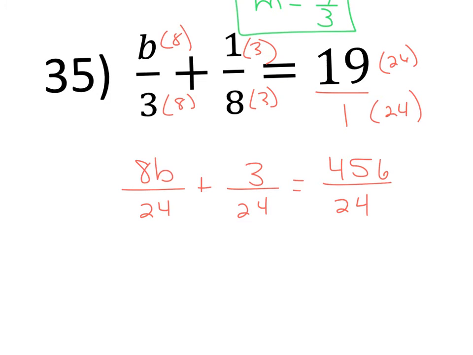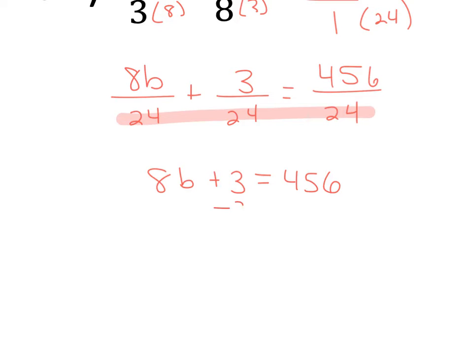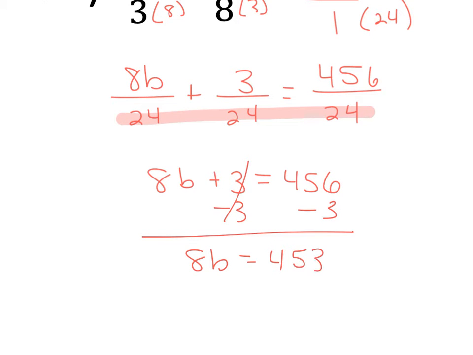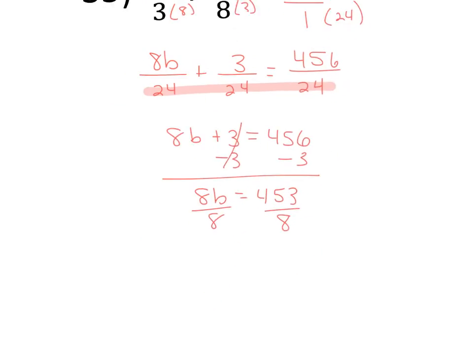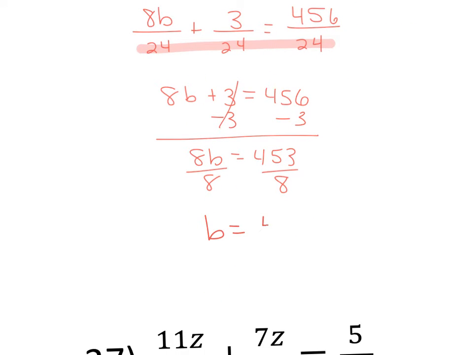Again, the bottom drops off because we have all 24s there. So I have 8b plus 3 equals 456. I'm going to subtract 3 from it, so 8b equals 453. Then I'm going to divide by 8. Now, if I remember this right, yeah, that doesn't go in evenly. So your answer is just going to be b equals 453 over 8.